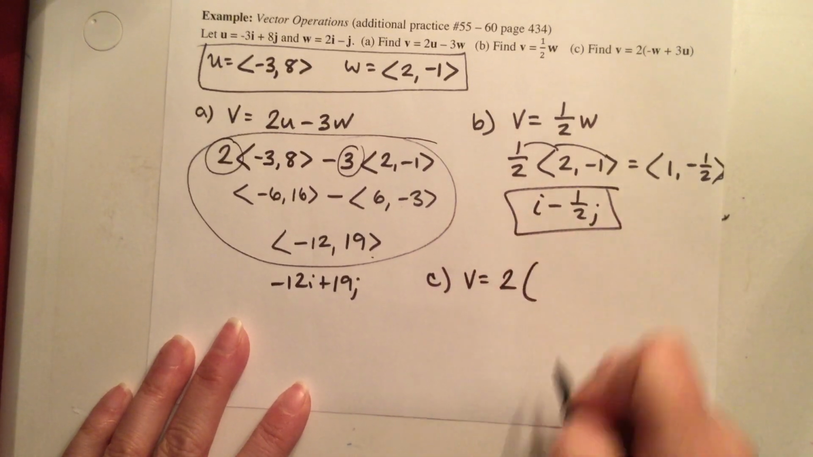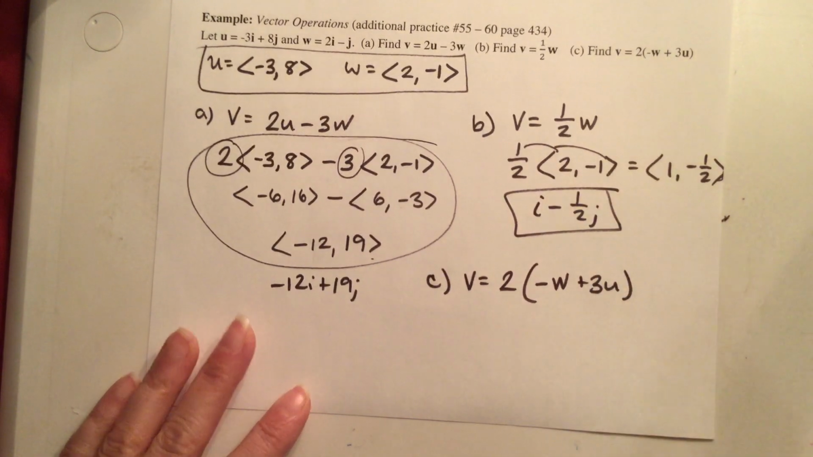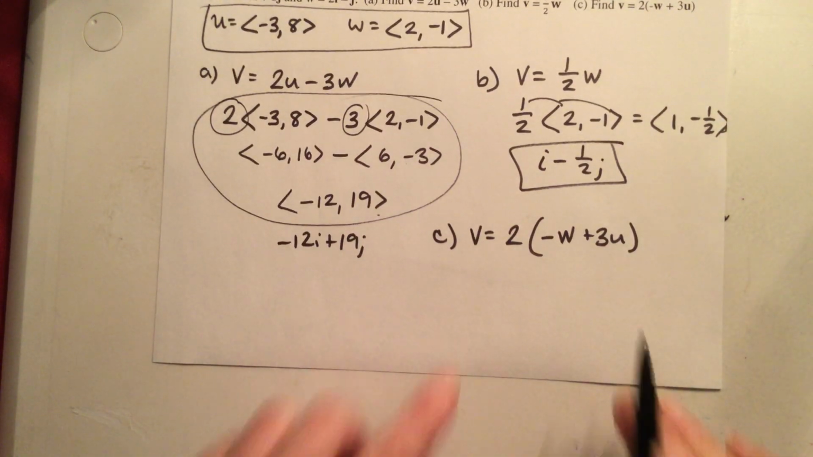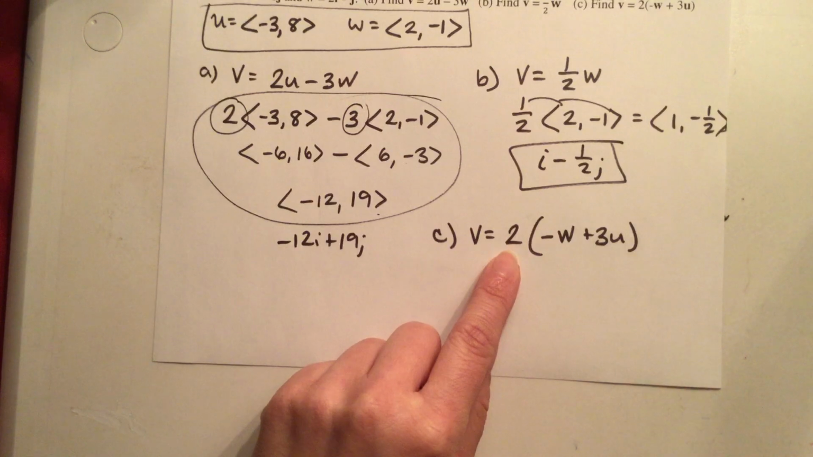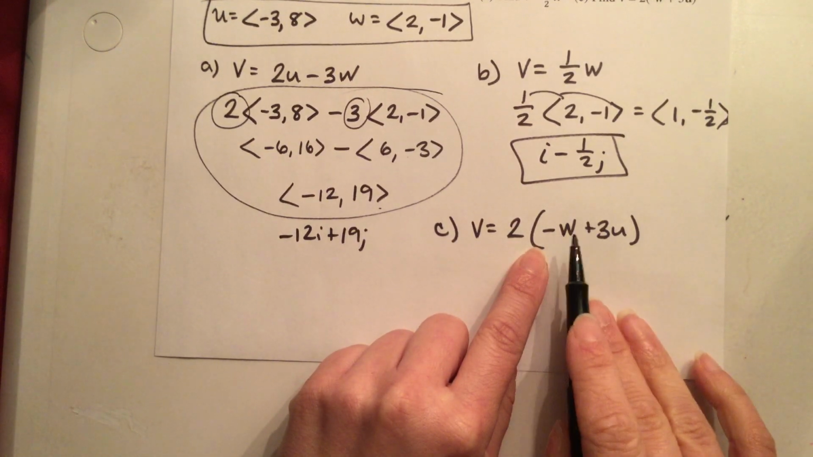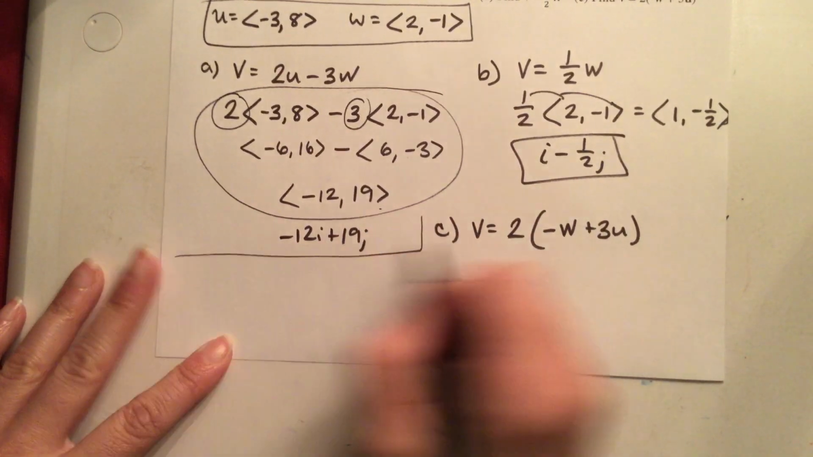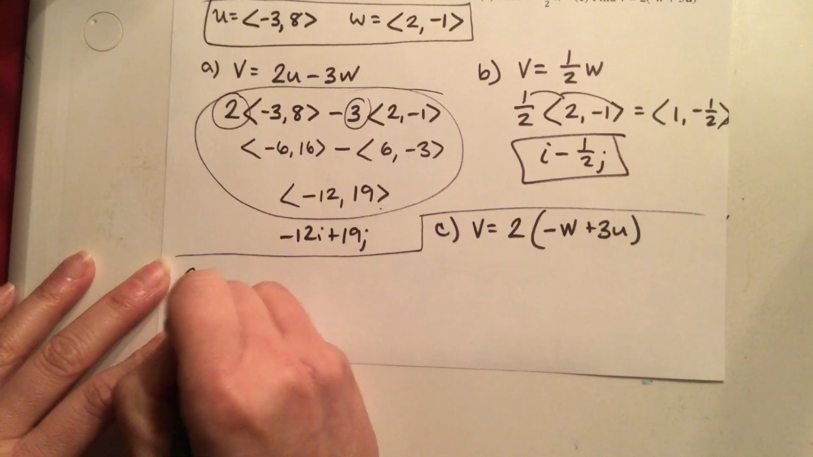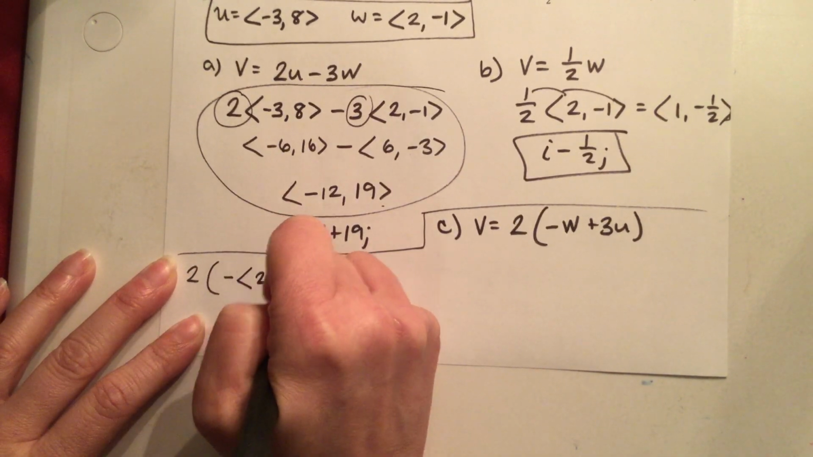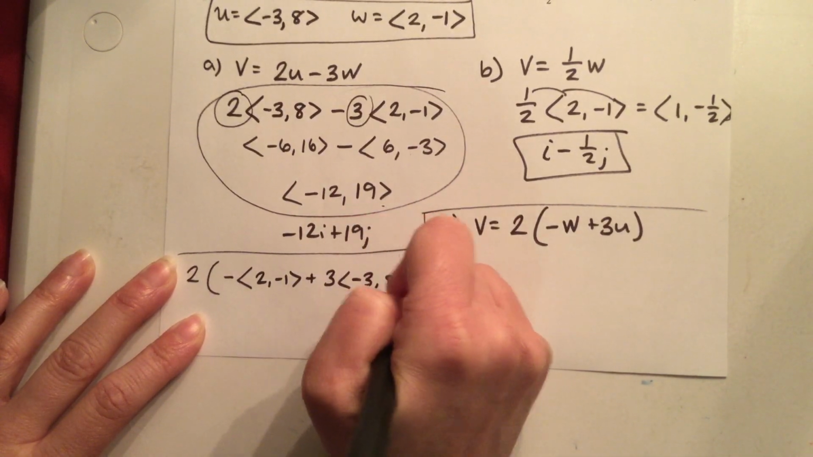v is 2 times the quantity negative w plus 3u. So this is order of operations like hardcore. You have to figure out what's in the parentheses before you ever worry about that 2. In the parentheses, I have to distribute a negative into the w and a 3 into the u. So I'm going to go ahead and use all this space. It'll be great. So negative outside of w, 2, negative 1, plus 3 outside of u, negative 3, 8.